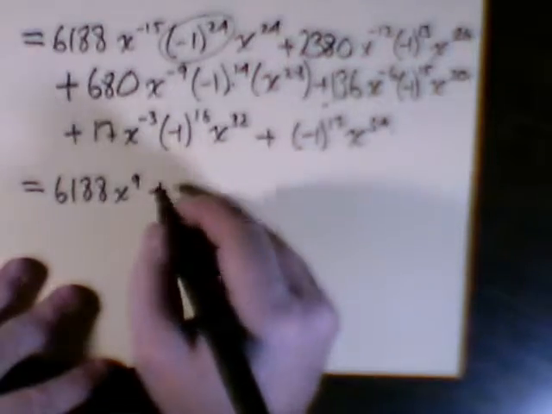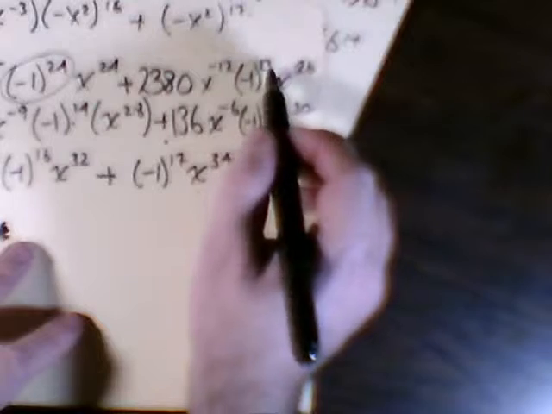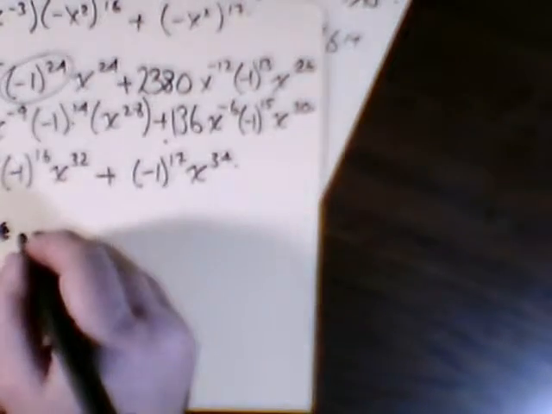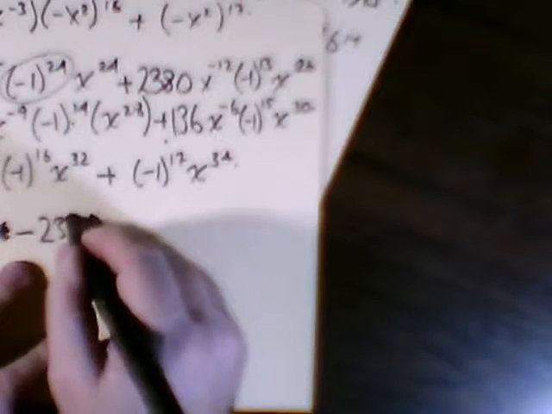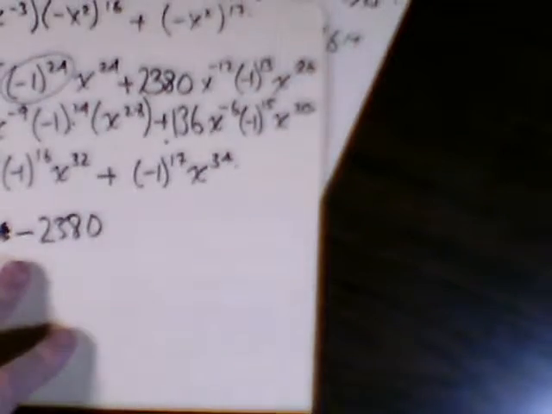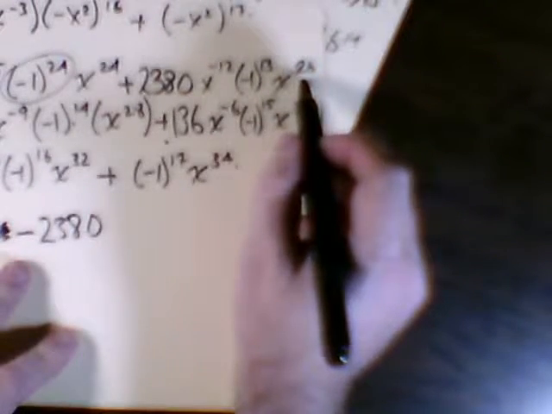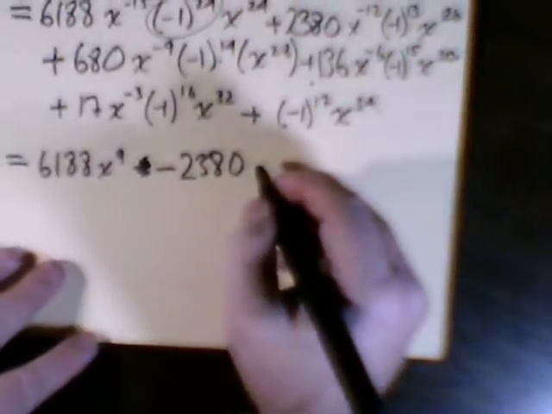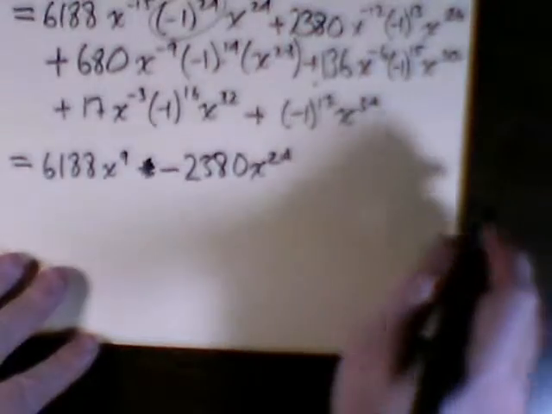Plus, well, we don't know if it's plus or minus yet. Let's take a look at the exponent. Negative 1 to the 13 makes it actually a minus. And so we get minus 2380 x to the minus 12 times x to the 26. Well, that's 26 minus 12. That makes x to the 24. So that's minus 2380 x to the 24th.